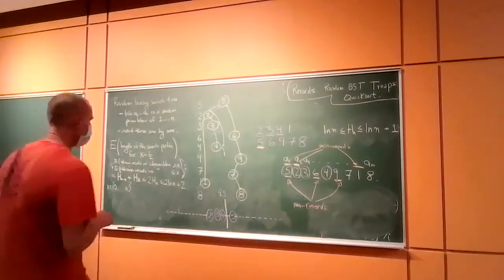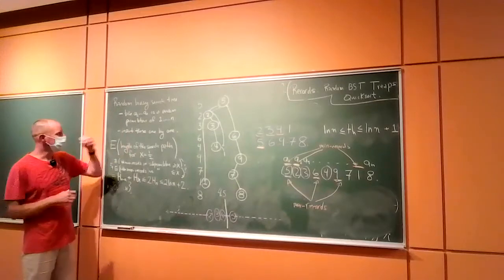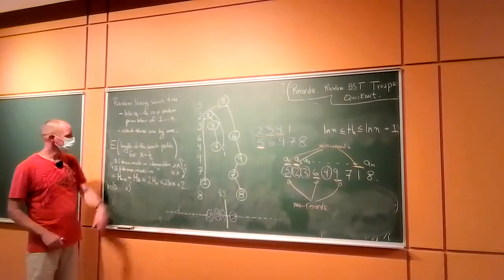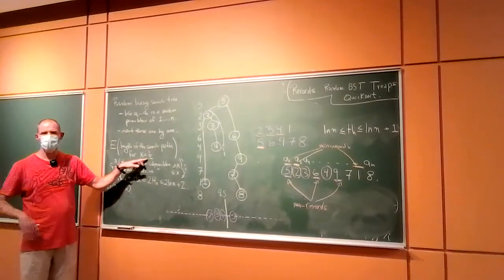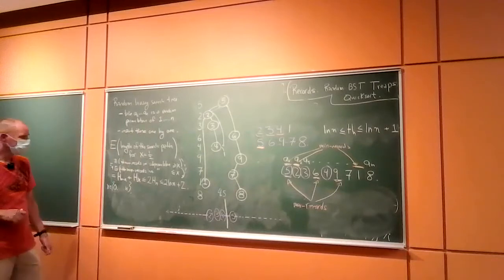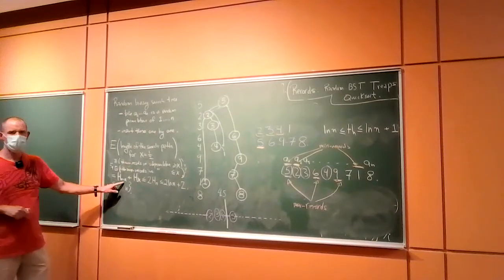Oh, the half is just to say that I'm searching for something that's not in my tree. So I said the tree contains these integers, 1 through n. So if I search for an integer plus a half, it's just something that's not in the tree. These are the things that are bigger than x plus a half. That's how many things are bigger than x plus a half.